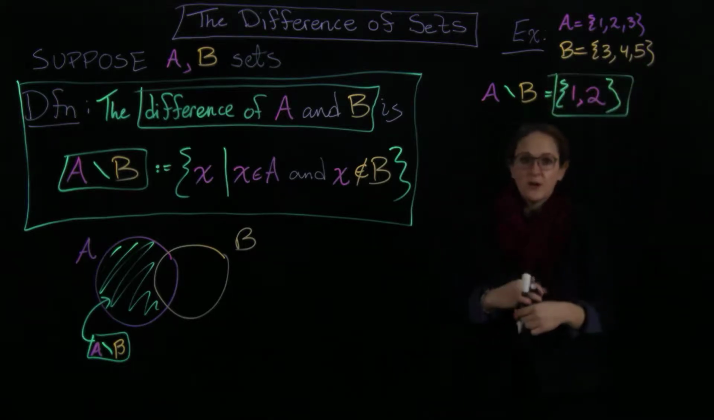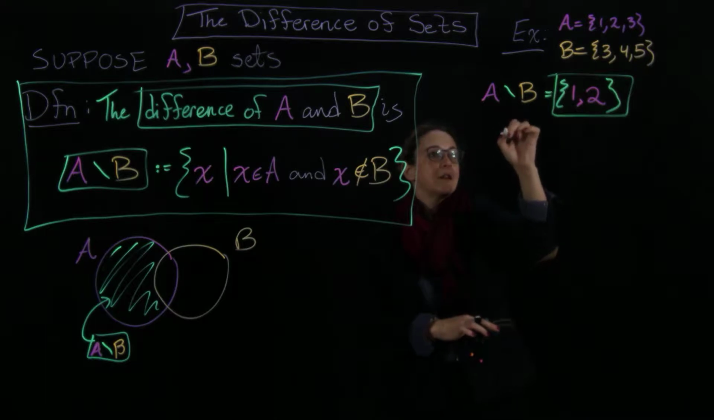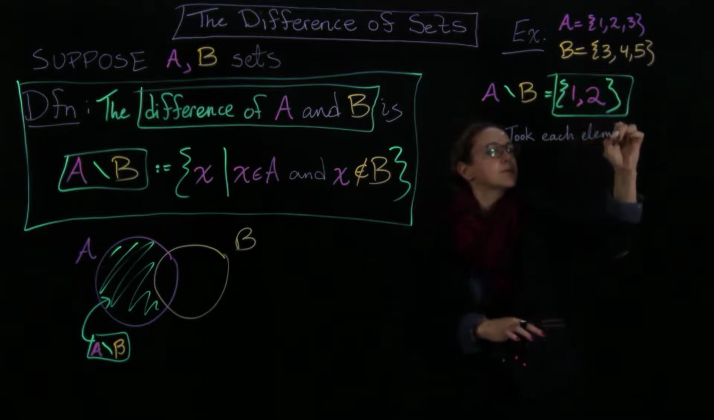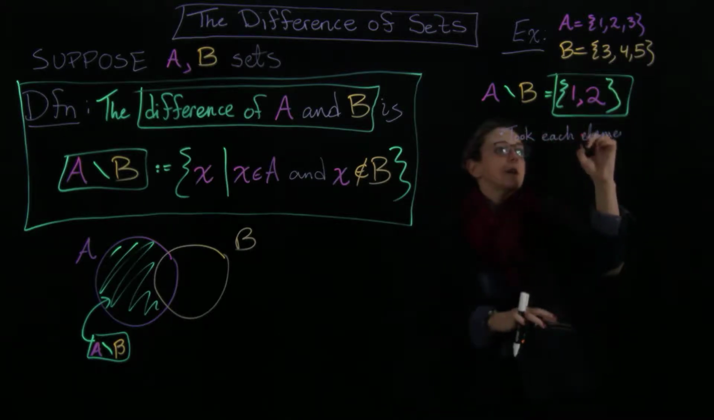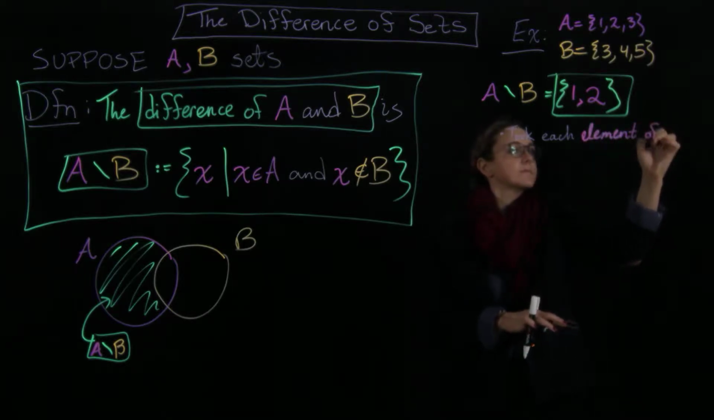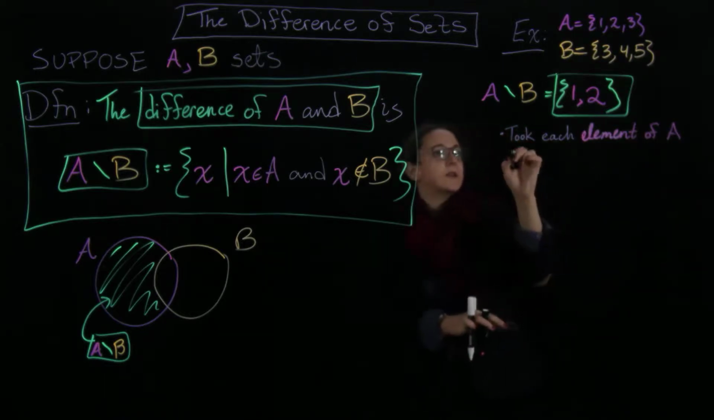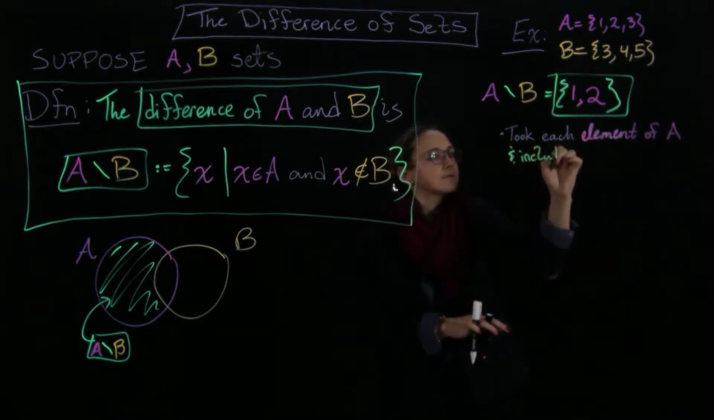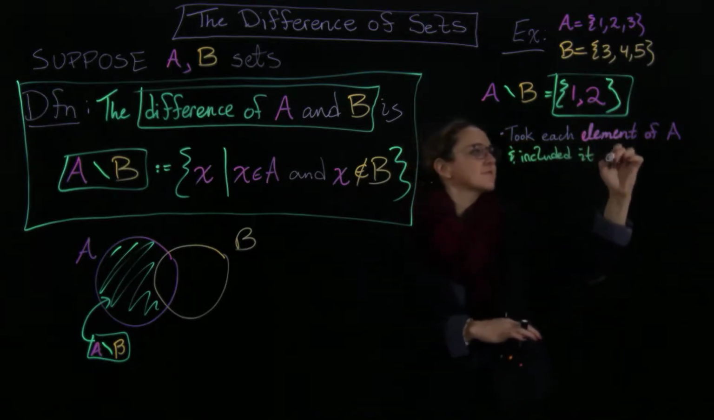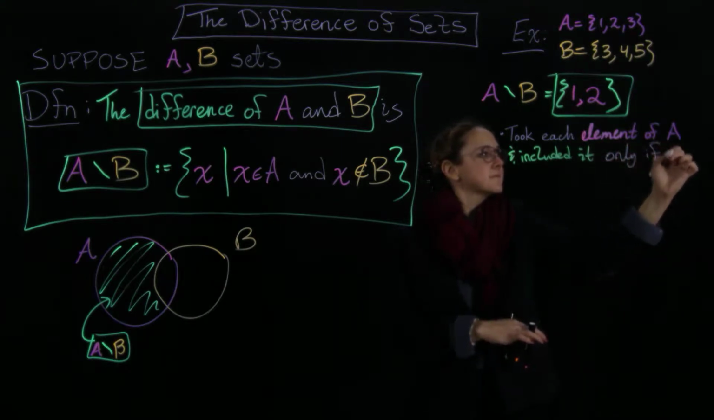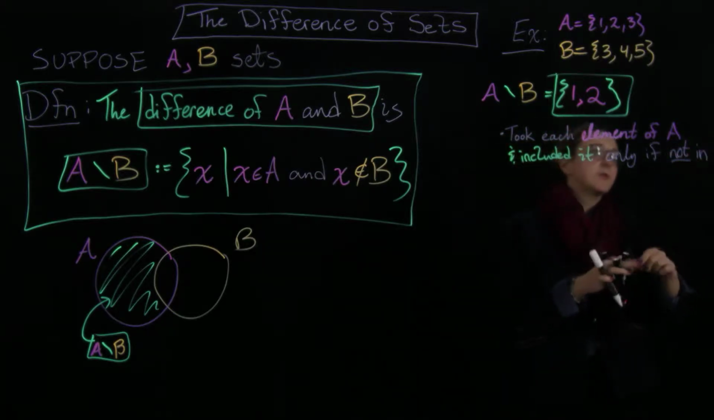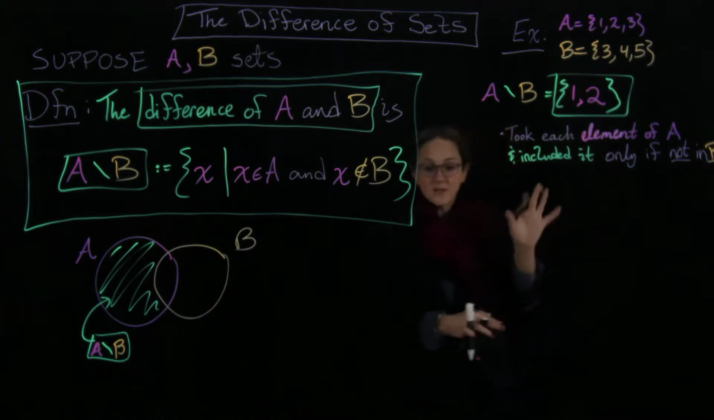So what did I do? I took each element of A, and I included it only if it's not in B. I threw out the elements that also were in B. So that's what I did there.